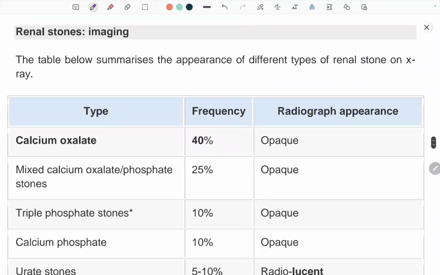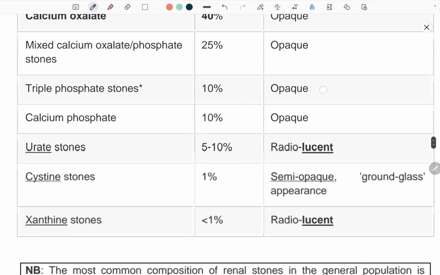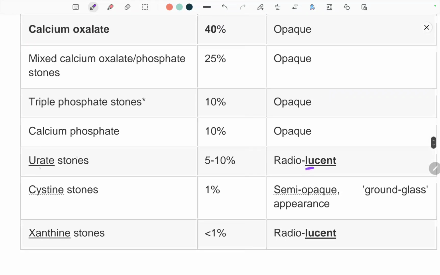Now, renal stones imaging. Calcium oxalate radiograph appearance is opaque. Mixed calcium oxalate phosphate stone is opaque. Triple phosphate stone is opaque. Calcium phosphate is opaque. Urate stones are radiolucent. Cystine stones are semi-opaque with a ground glass appearance. Xanthine stones are radiolucent.